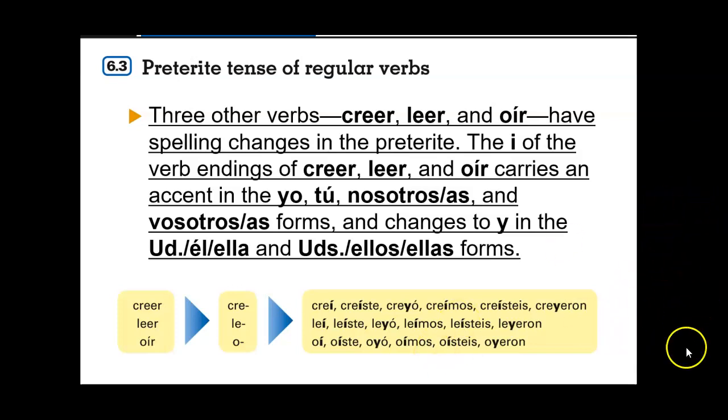For the vosotros form, we don't do these, so you don't have to write those down. So again, remember, yo, tú, nosotros have I's, everything else has a Y.